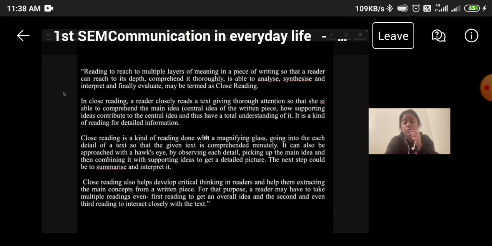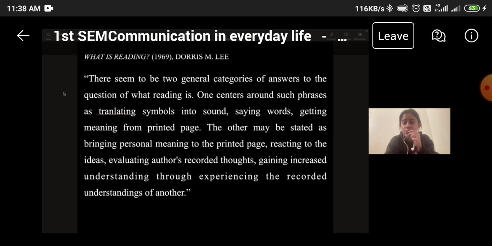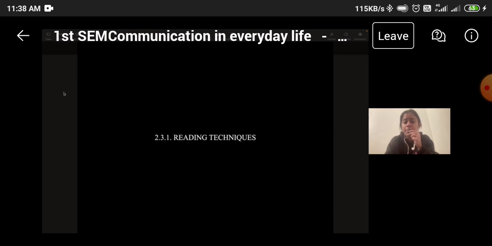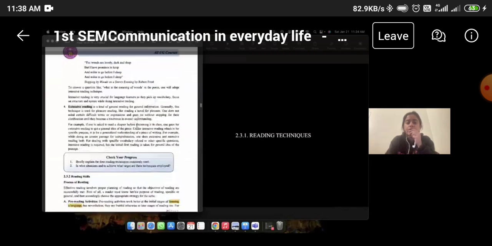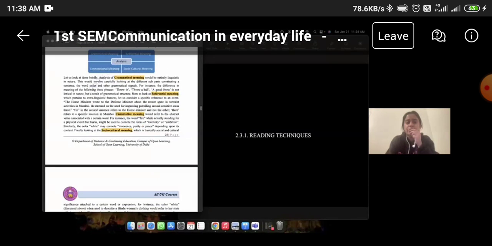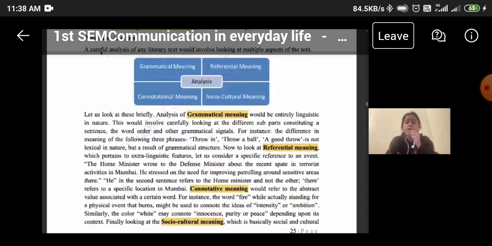So reading, hence this culminates, or brings together, the definitions we have come across so far, that reading is understanding the multiple layers of meaning. Second is reading in creation of a critical reflection is both an intellectual and emotional process. And the third definition, that it is simultaneously translating symbols as well as bringing personal meaning to the printed page. So this bringing personal meaning to the printed page, and applying intellectual abilities while we are reading, and how do we develop a critical reflection.